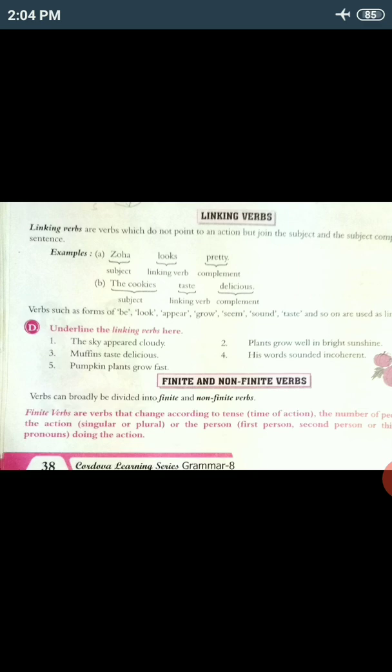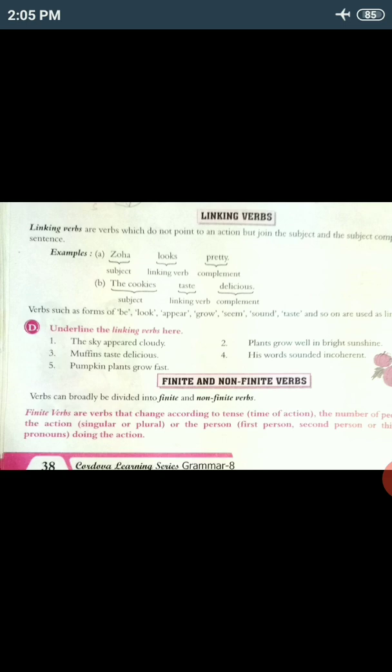Zoha looks pretty. So here the word looks is a linking verb. If we just say Zoha pretty, it's not making any sense. So here Zoha looks. Looks is the verb, but here we will say it is a linking word between the subject and the complement, between Zoha and pretty. Another example is the cookies taste delicious. So delicious is the complement, which is talking about the cookies, the subject. Okay, and if we remove the linking verb taste, it will not make any sense. So here it's a linking verb between the subject and the complement.